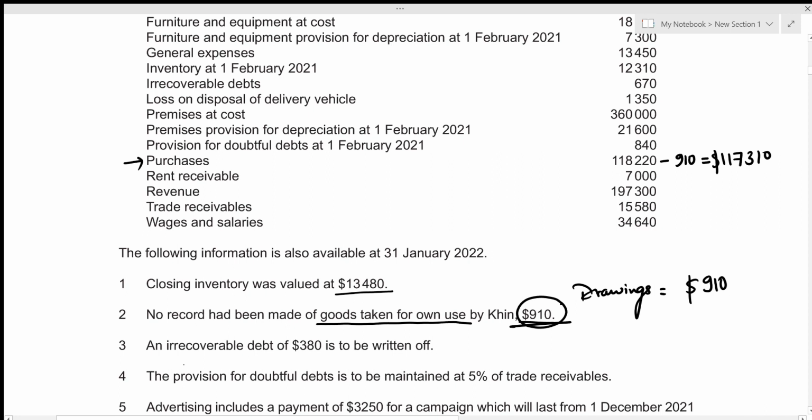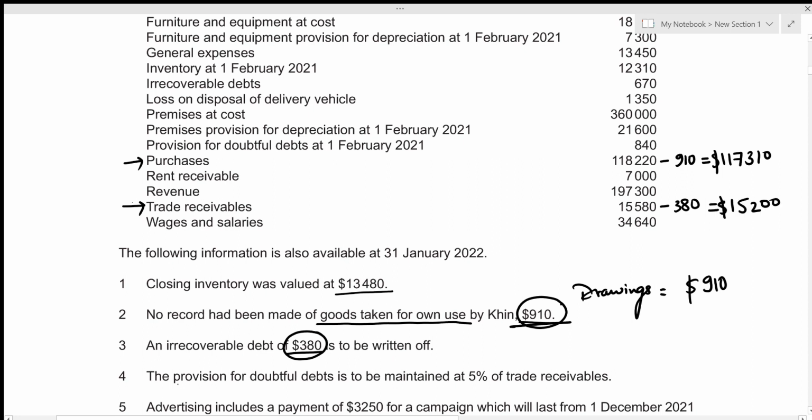Okay. Then we are told that an irrecoverable debt of 380 is to be written off. So whenever we're talking about irrecoverable debt, it is associated to our trade receivables, which means that this value of 380 should be reduced from the trade receivables as well. So we have our trade receivables right here, and this amounted to 15,580. So we're just going to subtract 380. And this results in the value for our new trade receivables to be 15,580 minus 380, which is 15,200.